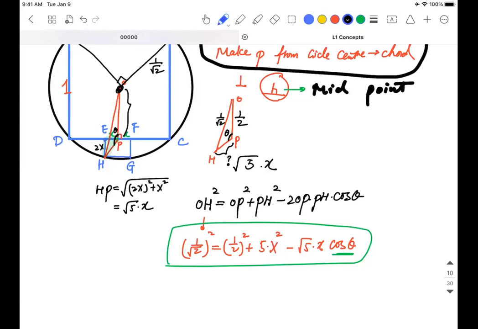But the thinking process is very important. My goal is very clear. I'm going to replace cosine theta using x. As long as I get x, there's only one variable, my work is done. But how can I do this little trick to convert it into x?